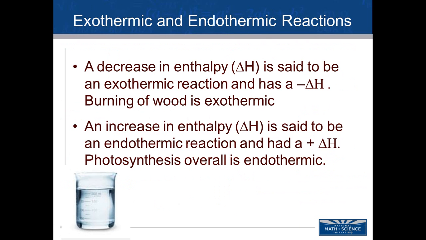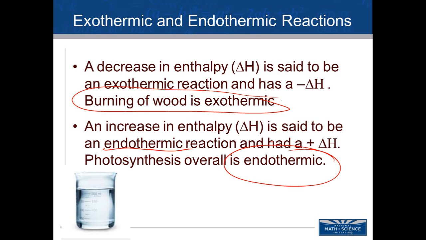So a decrease in the enthalpy, or a negative number, if you will, is going to be exothermic. So the burning of wood is an exothermic reaction when we're talking about the changes in the bond energies, those that have to be broken and those that are going to be made. An increase in enthalpy is said to be an endothermic reaction. So overall, photosynthesis is an endothermic reaction. It has a positive delta H. Okay, one more time, delta H is referring to the bond energies, or enthalpy.